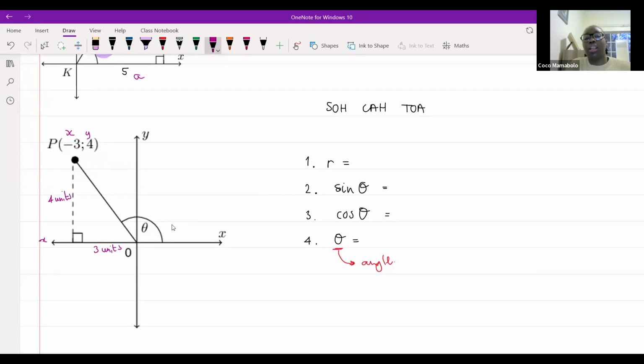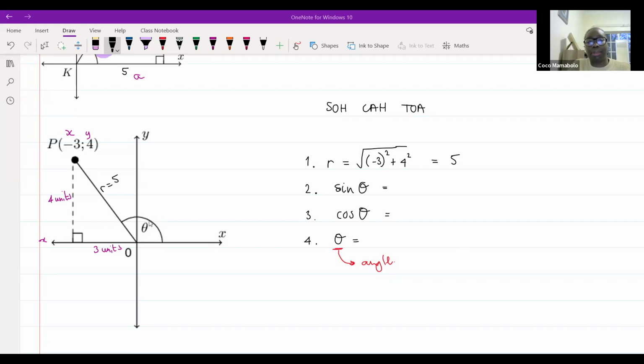Now, if I calculate r over here, I'm going to get the square root of 4 squared plus 3 squared. Oh, I'm lying. It's going to give me the square root of (-3) squared plus 4 squared, which is 9 plus 16, which is 25. So my r must equal 5 units. And remember, r can never be negative. It's a distance.